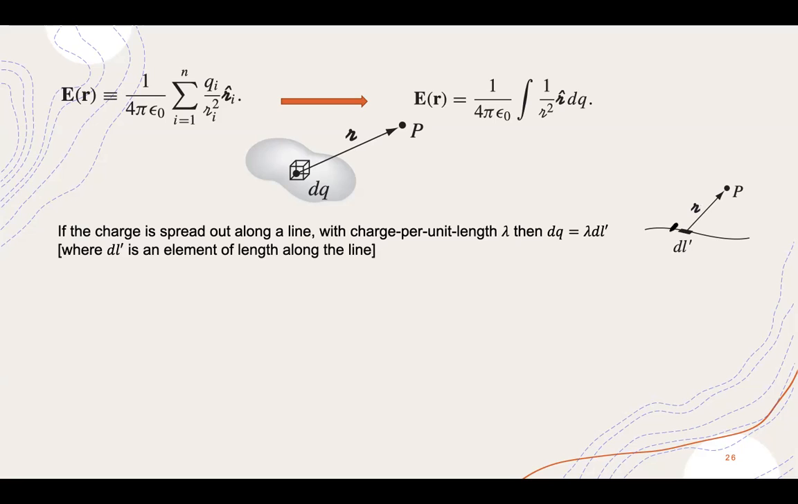So what we have to do, basically, is replace this dq here with lambda times dl prime, and then integrate over the limits which we have. In the problem, obviously, this limit is going to be given. So this is the definition of line charge.